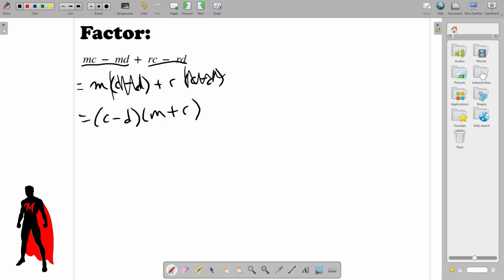C times m is cm, or mc. C times r is cr, or rc. Negative d times m is negative md. Negative d times r is negative rd.